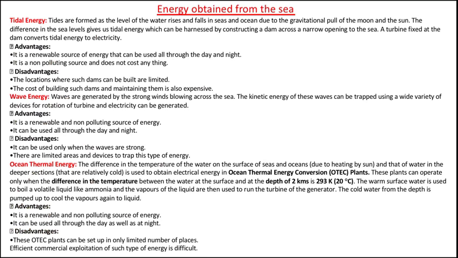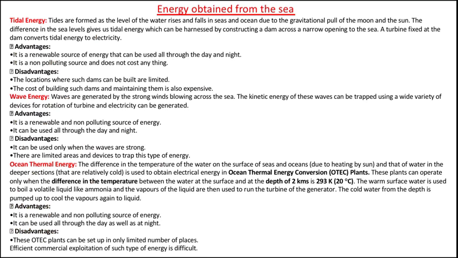Again, the next one is ocean thermal energy. The difference in the temperature of the water on the surface of the sea and the bottom is approximately 18 to 20 degrees Celsius. This difference of temperature can be used to harness energy by using some liquid like ammonia, which has a boiling point of approximately 15 to 18 degrees Celsius. This temperature difference can be used to boil ammonia. The boiling ammonia will convert into steam and it will be used to rotate turbines which will produce electricity.